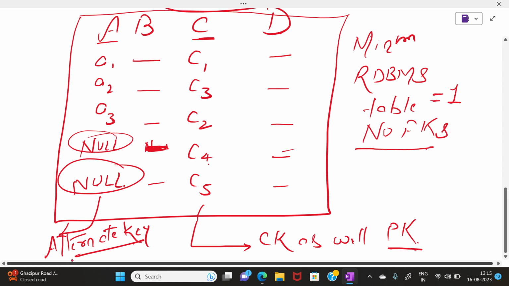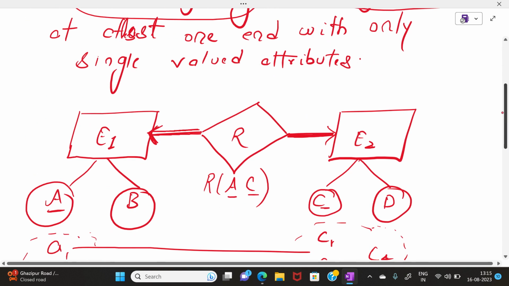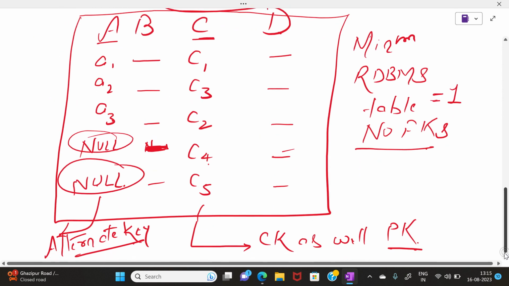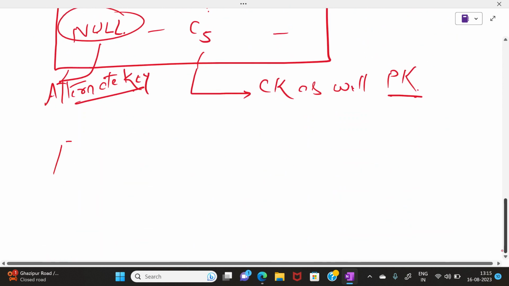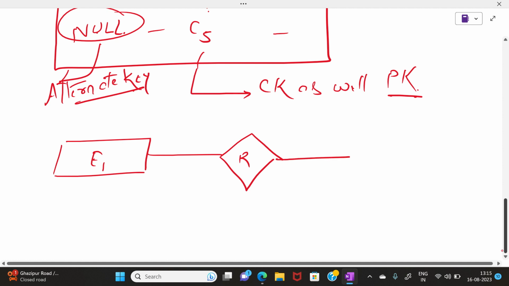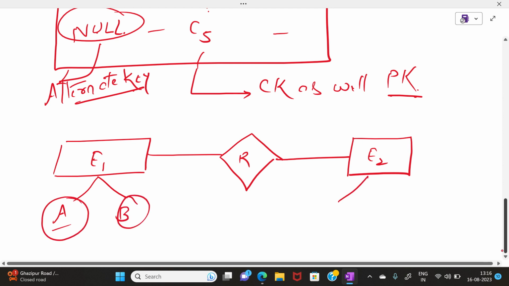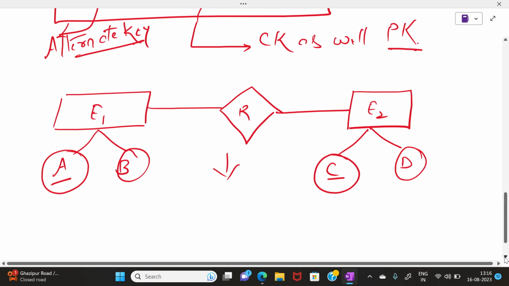Let's say we have the total participation at both ends. Here we had total participation at only one end. Let's say for the same diagram, we have the total participation at both ends like this. So this will be E1, the relationship set R, and we have E2. For E1 we have two attributes A and B. For E2 also we have two attributes C and D, and C being the primary key here, and we are combining them as a single table.